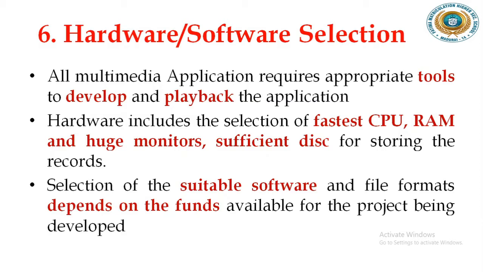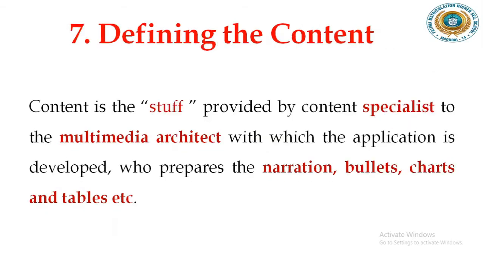When we say hardware, the fastest CPU, a microprocessor, the speed of the microprocessor must be very high. The RAM, high storage and high speed RAM, huge monitors to display various outputs, sufficient disk to store our contents. These things are main. So we have to select which type of hardware and which type of software in that.